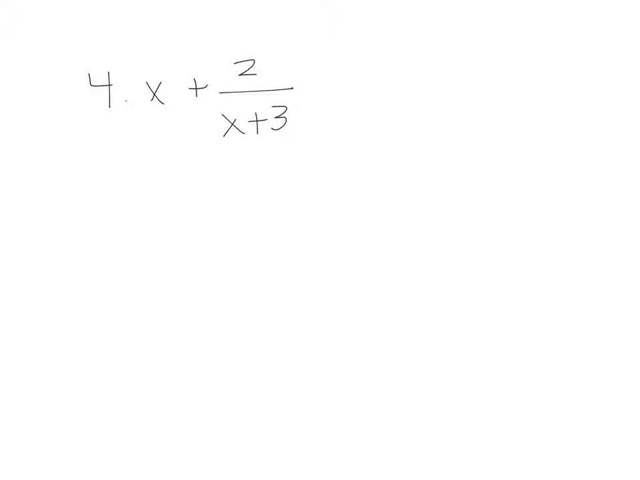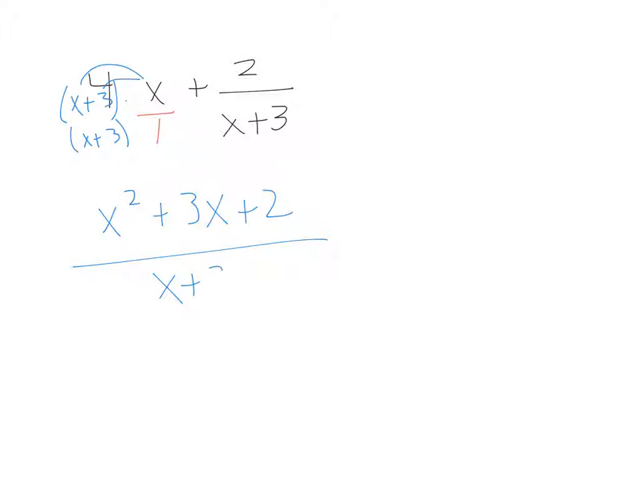Okay, in example 4. I didn't have enough room on the last slide, so I just added a new page here. But take some time right now to figure out what the simplified answer would be for this mixed expression, x plus 2 over x plus 3. All right, let's go through the step-by-step answer. So I really have x over 1, so I need a common denominator of 1 and x plus 3, which would be x plus 3. So I'm going to multiply here, and I get x squared plus 3x plus 2 all over x plus 3.